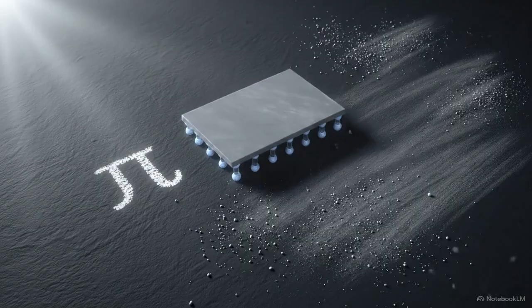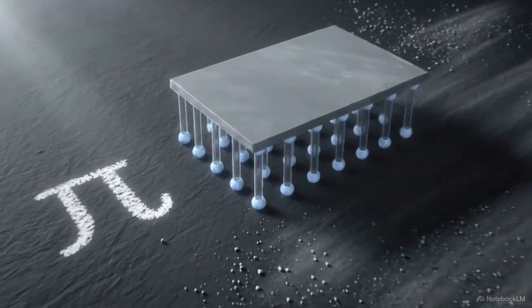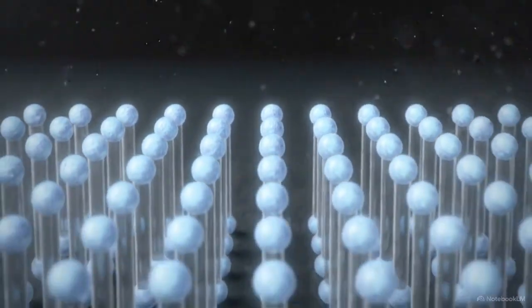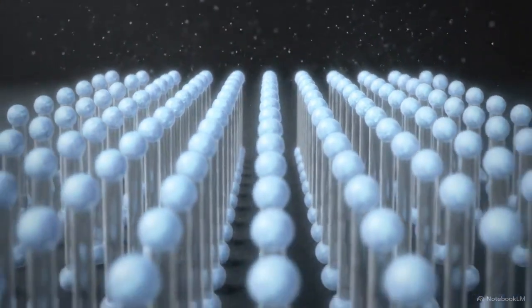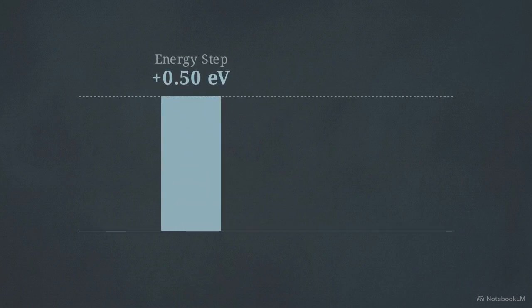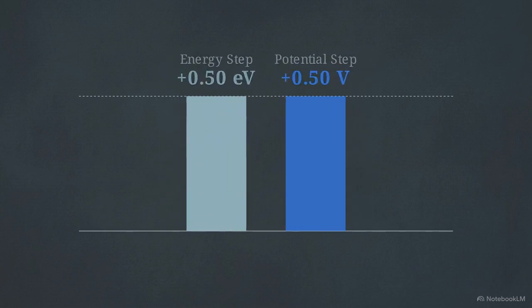Measuring an abstract energy level is only half the job. We must translate that energy step into the physical properties of the molecular structures. We start with a straightforward numerical conversion rule for electron charges. Exactly 1 electron volt of measured energy step equals exactly 1 volt of electrostatic potential step. So our isolated positive 0.50 electron volt energy step is accurately redefined as a positive 0.50 volt potential step.